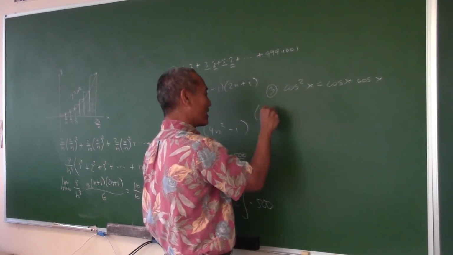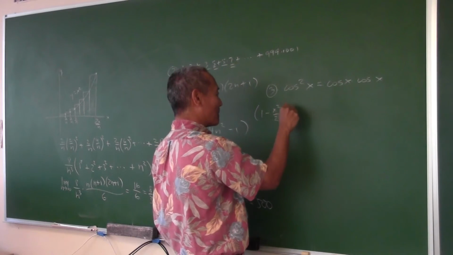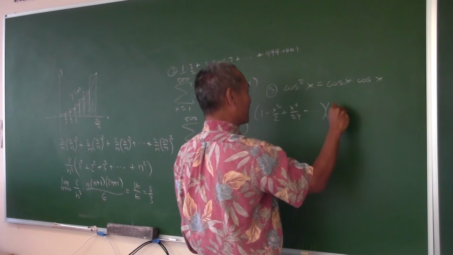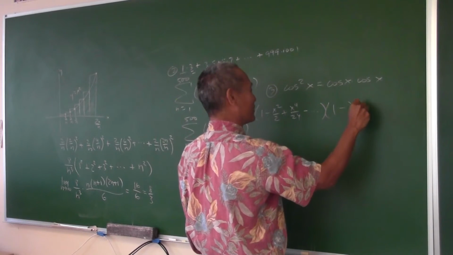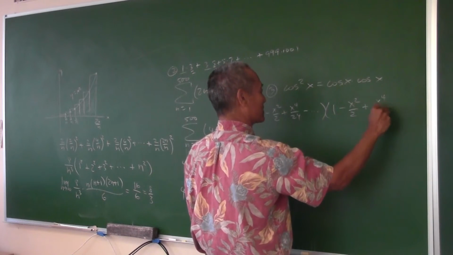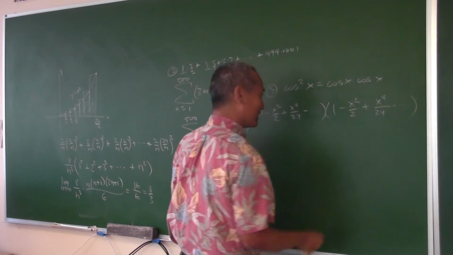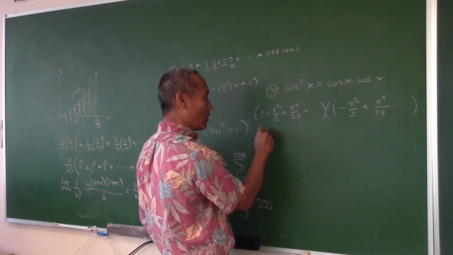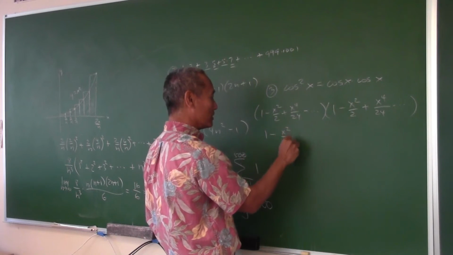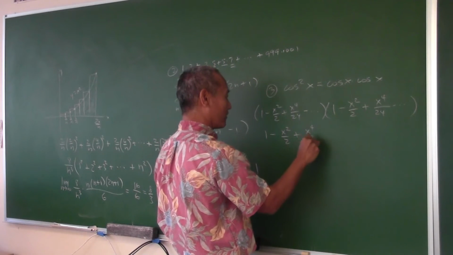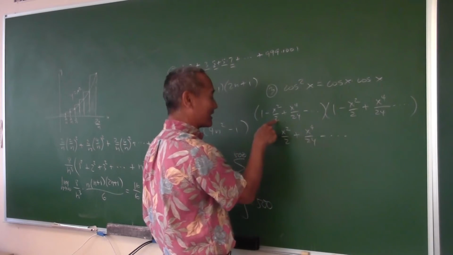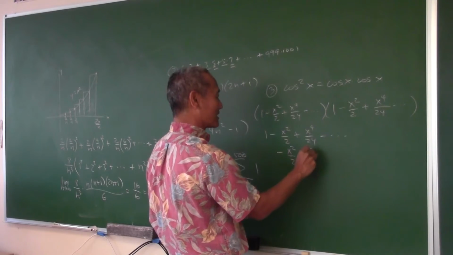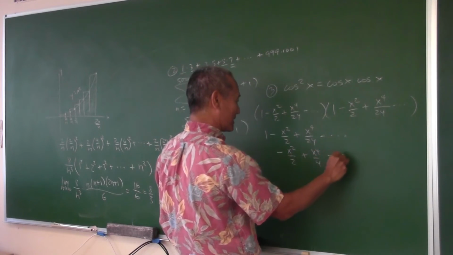So like this, 1 minus x squared over 2 factorial plus x to the 4 over 4 factorial minus dot dot dot, multiplied by itself. Now I'm only expecting you to write 3 terms, so this is not that difficult. So you take the first term and distribute it. So take the 1, distribute. 1 minus x squared over 2 plus x to the 4 over 24 minus dot dot dot. Now you take the second term and distribute it, you get negative x squared over 2 plus x to the 4 over 4 minus dot dot dot.